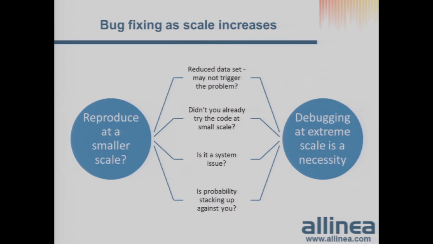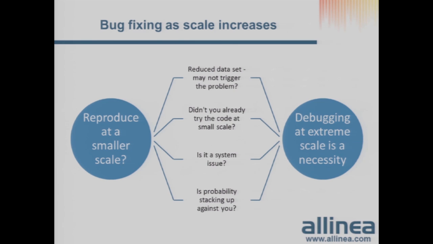So if you reduce the number of processes in the job, chances are you probably also have to reduce the data set. If you reduce the size of that data set, and it was the data set that was causing the problem, then you may not trigger the problem again. And also, what are you doing running on Titan and Mira with a code that crashes on 100 cores? You shouldn't be using a machine that big if your code doesn't work at 100 cores.